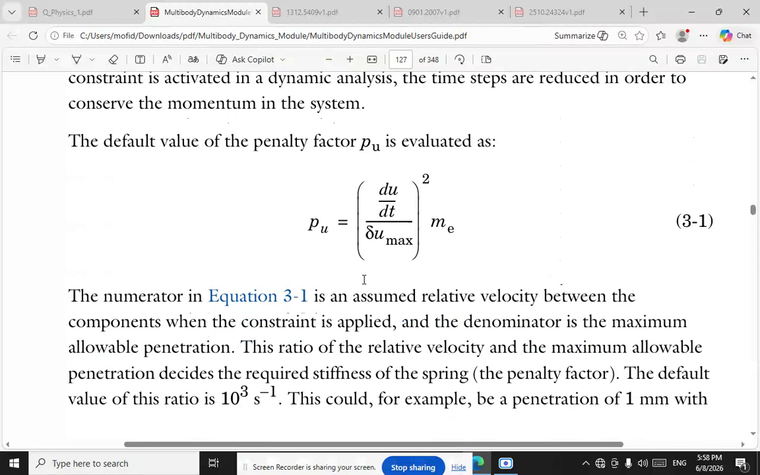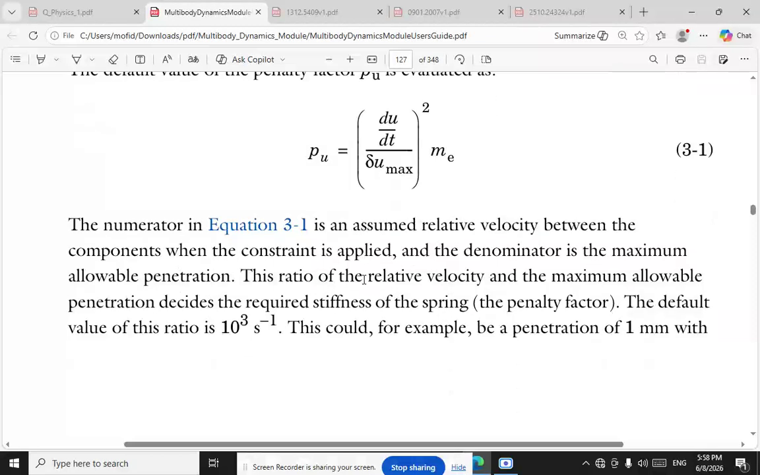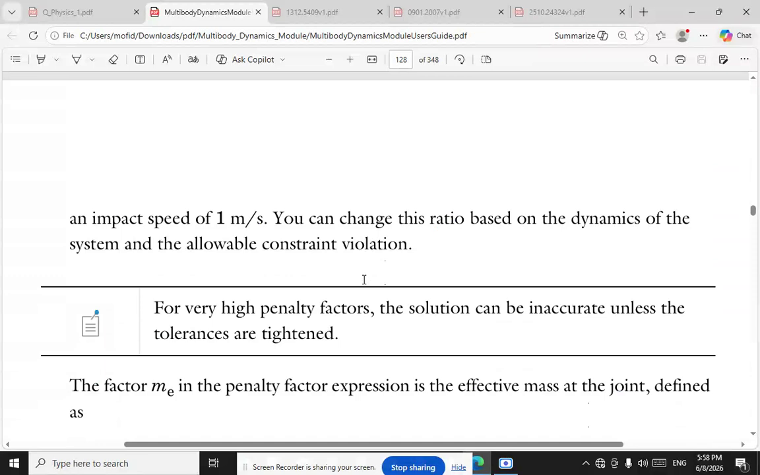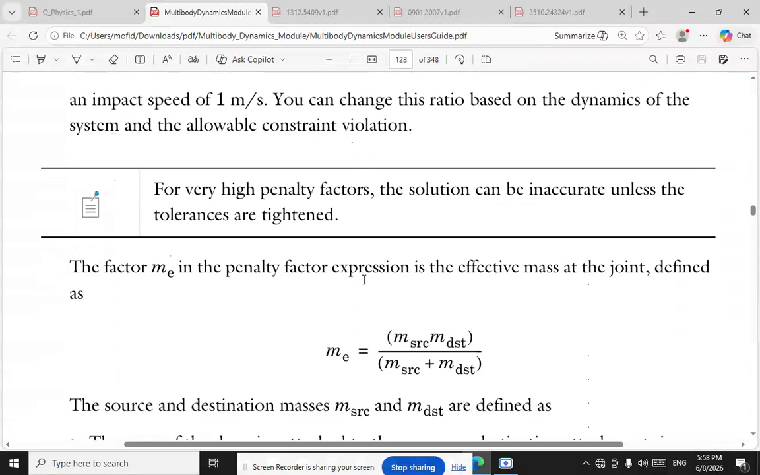The numerator in equation 3-1 is an assumed relative velocity between the components when the constraint is applied, and the denominator is a maximum allowable penetration. This ratio of the relative velocity and the maximum allowable penetration decides the required stiffness of the spring, the penalty factor. The default value of this ratio is 10 to the power of 3, 1 per second. This could, for example, be a penetration of 1 millimeter with an impact speed of 1 meter per second. You can change this ratio based on the dynamics of the system and the allowable constraint violation.